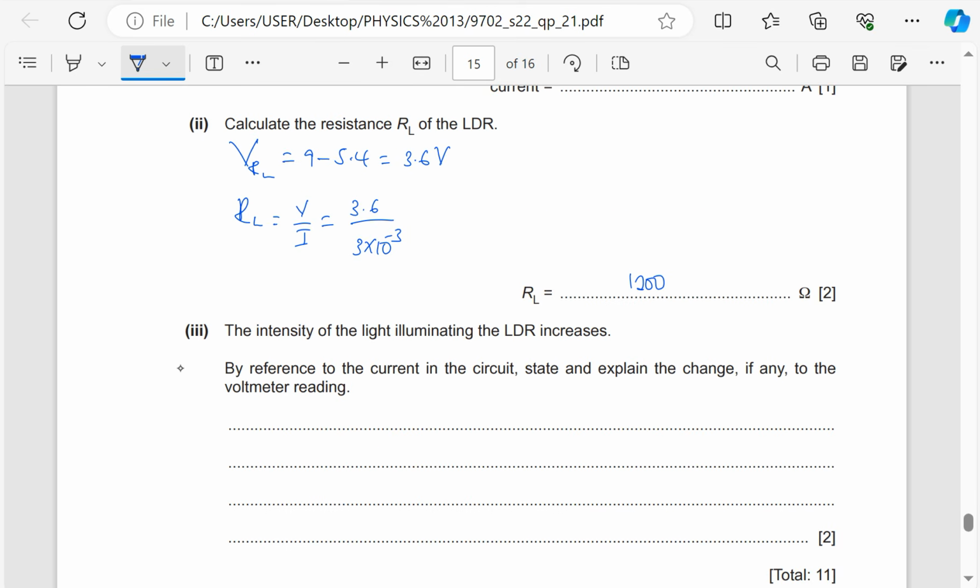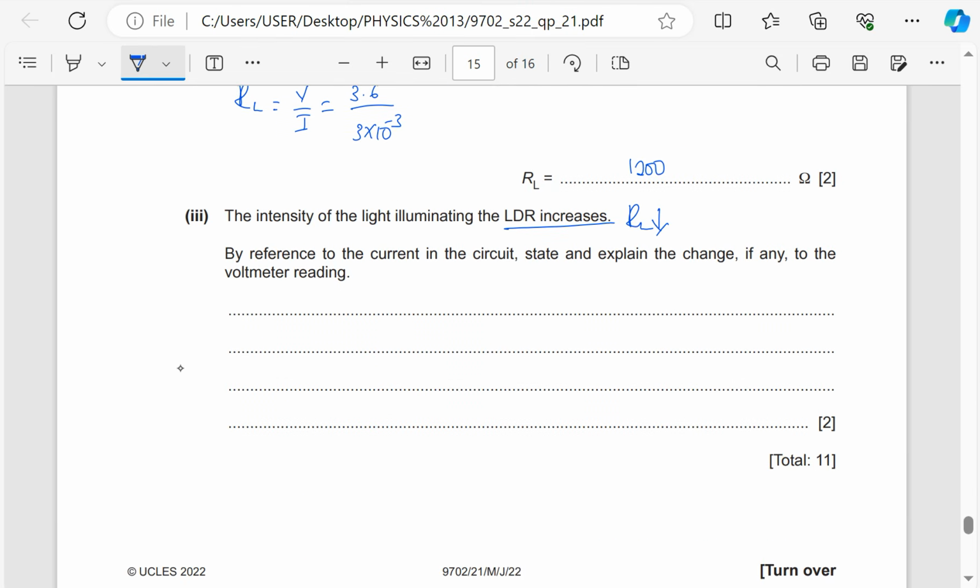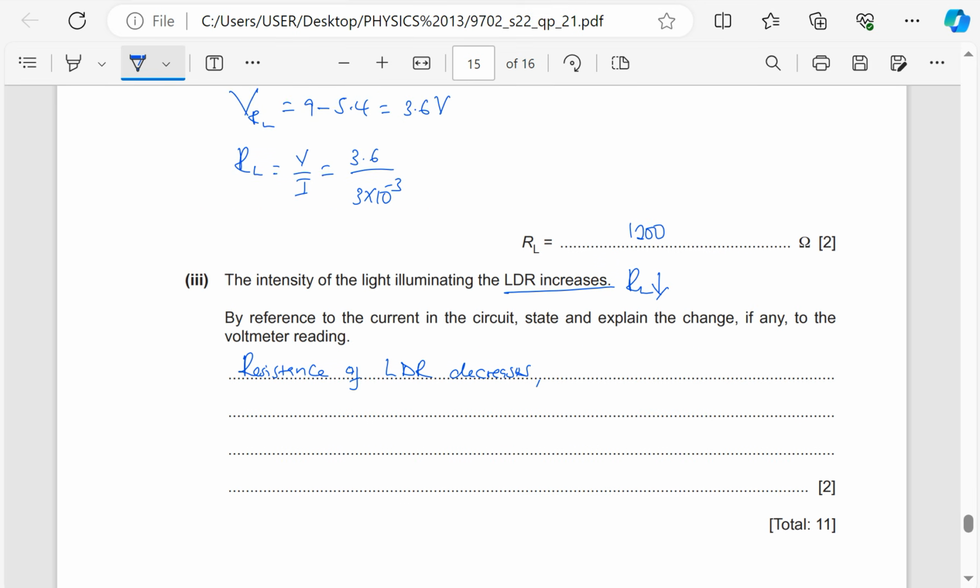The intensity of the light illuminating the LDR increases, which means RL decreases, because resistance of the LDR is inversely proportional to light intensity. By reference to the current in the circuit, state and explain the change, if any, to the voltmeter reading. So first of all, the resistance of the LDR decreases. And if the resistance decreases, it means total circuit resistance has decreased, so the current increases.